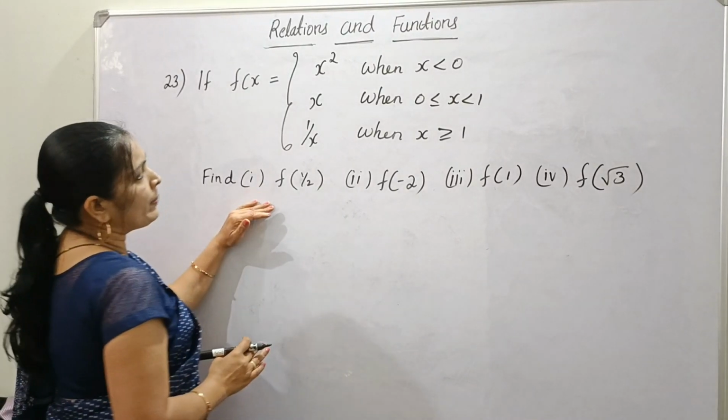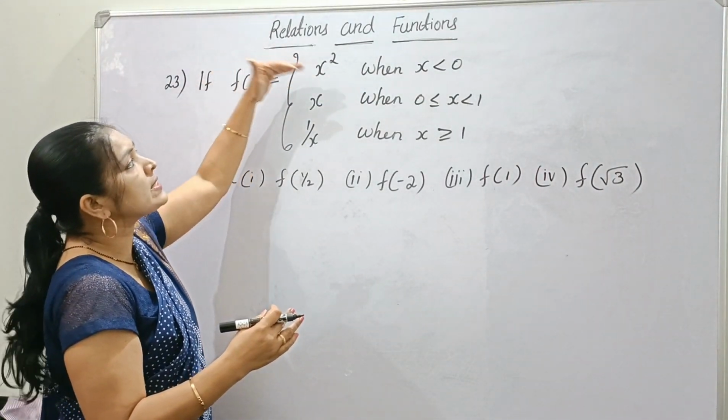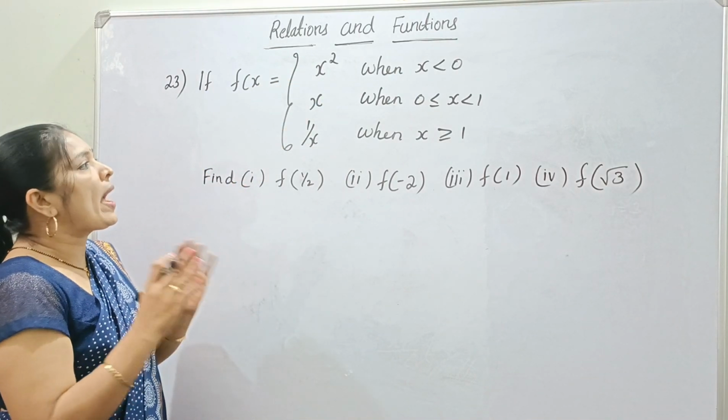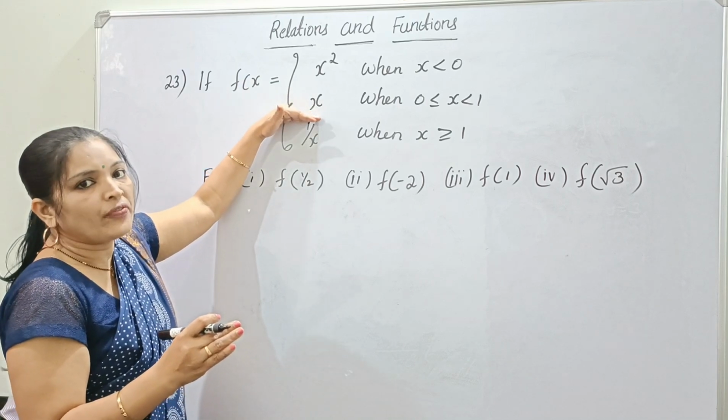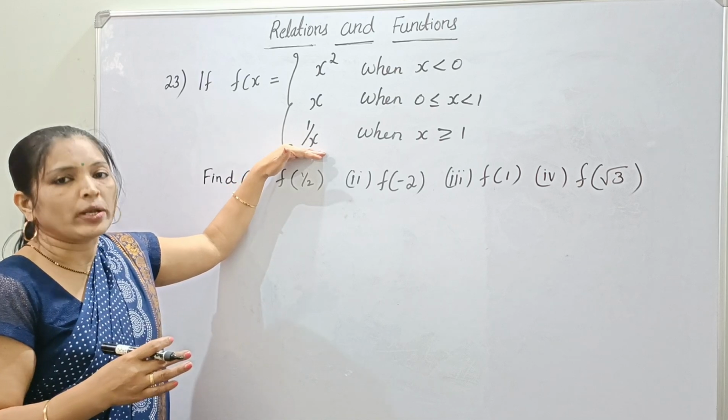First one, f of 1 by 2. It is given that when x less than 0, the function is x square, f of x is equal to x square. When x is between 0 and 1, then the function f of x is equal to x, and when x greater than or equal to 1, the function is 1 by x.